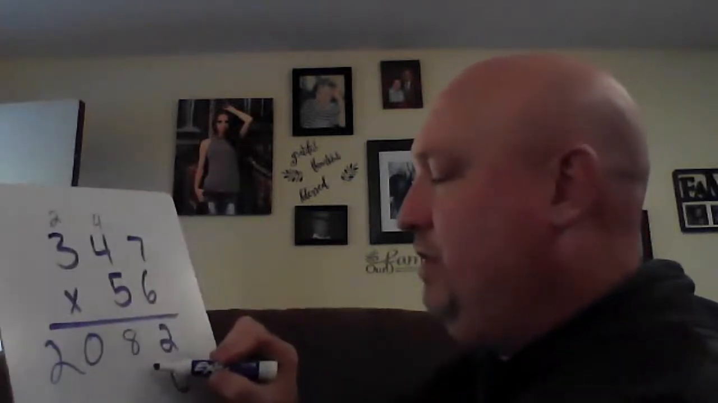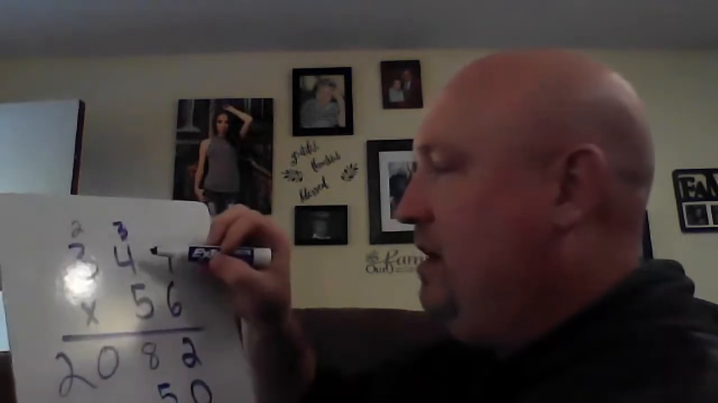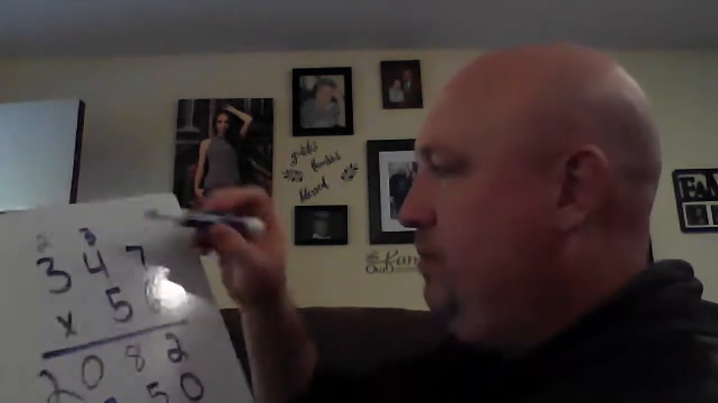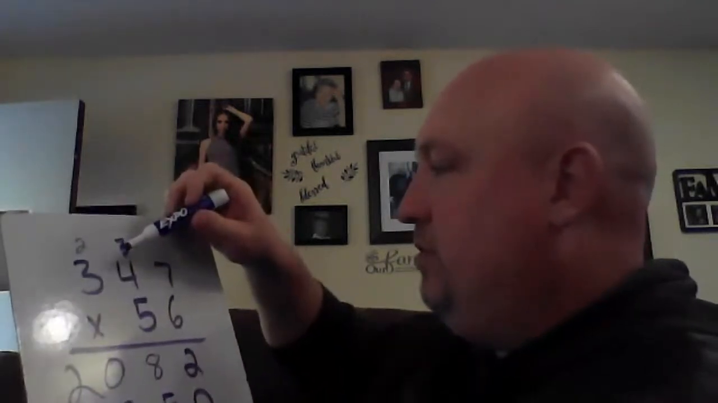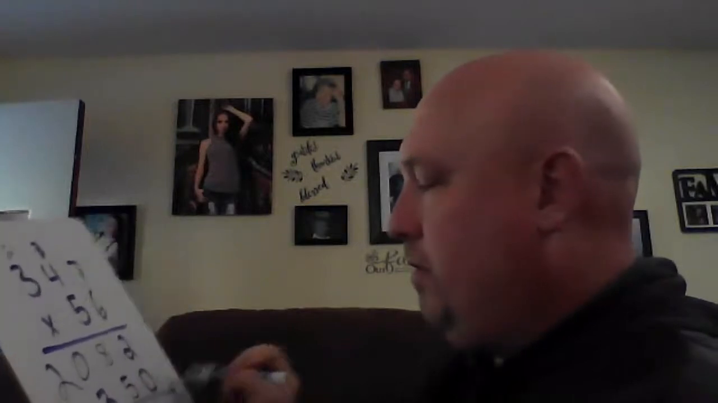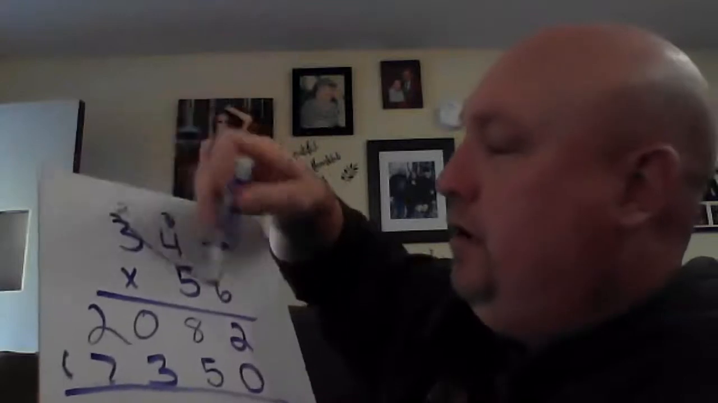5 times 7 is 35. Put a 5, regroup the 3. 5 times 4 is 20, plus 3 is 23, the 2. 5 times 3 is 15, plus 2 is 17. At this point, I'm done up here.